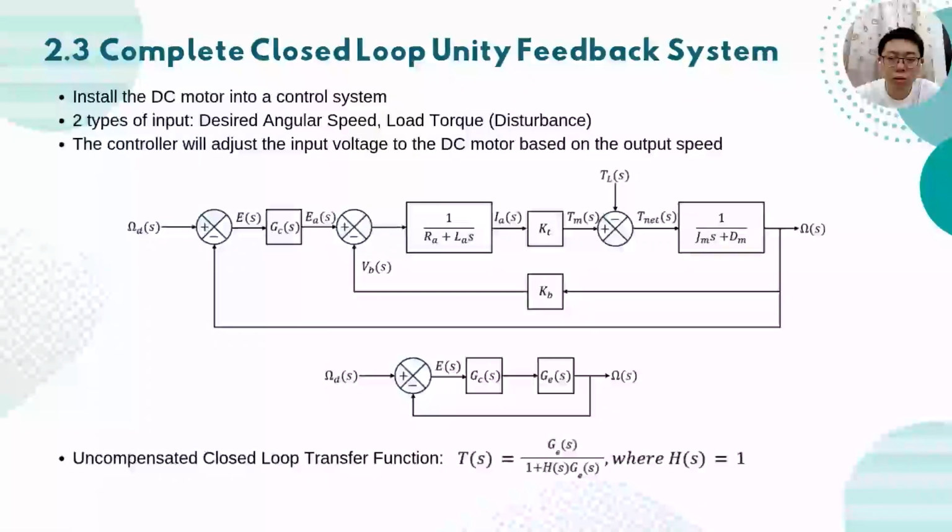The diagram shows the closed-loop unity feedback system when the DC motor is installed in a control system. There are two types of inputs, which are the desired angular speed and the load torque, which is the disturbance. The output speed will be sent to the controller, and the controller will compare the difference between the output and the desired speed. It will generate a voltage and send it to the DC motor to adjust the output speed so that the output speed is equal to the input. The equation for the closed-loop transfer function without the controller is equal to the plant transfer function divided by 1 plus the feedback multiplied with the plant transfer function.